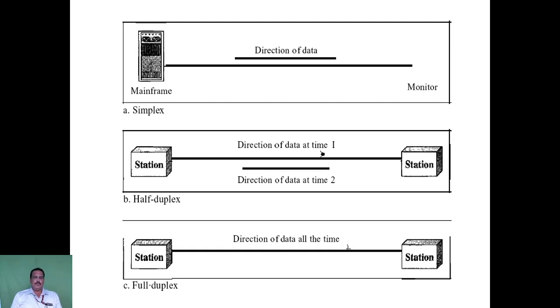In the case of half duplex mode, the direction of data is in both directions. We can transfer the data, but once we are transferring the data from source to destination, only after it completes can we transfer the data from destination to source. So that is called half duplex.